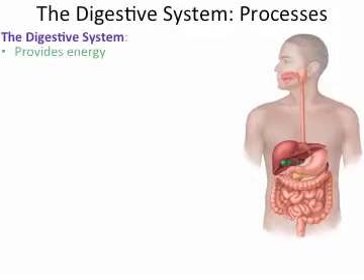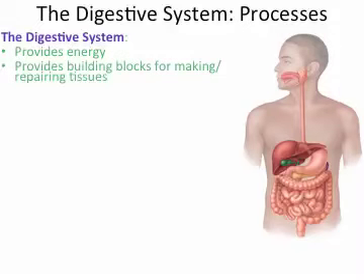So the digestive system, there are a lot of processes that are taking place. The digestive system provides energy. So when you eat something with carbohydrates in it, the carbohydrates are broken down and then absorbed into the bloodstream, and then the cells within your body can use the glucose that the carbohydrate was broken down into. Your cells can use the glucose to make ATP.